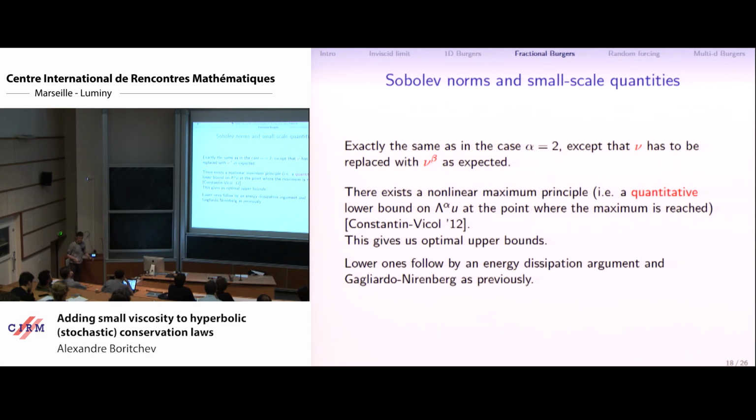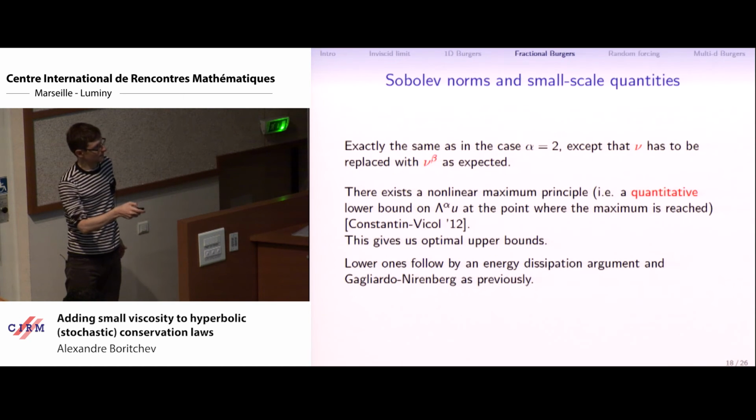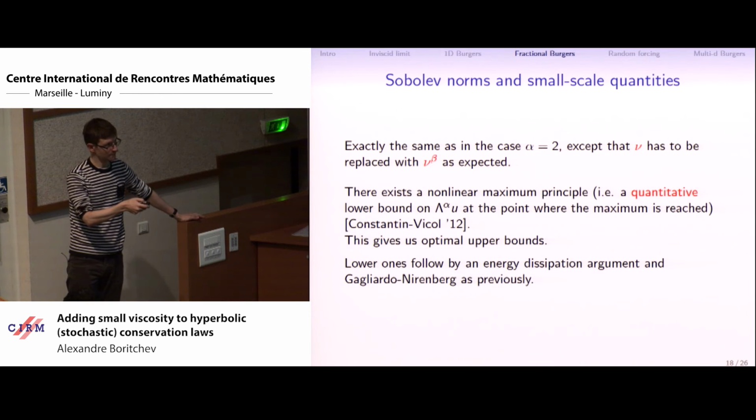And I will not rewrite the estimates because they are word for word the same as what I presented before. The only difference is exactly the expected one. The parameter nu needs to be replaced by nu to the power beta, which is the new characteristic width of the viscous layers. And actually, the proof uses a very nice result, which is a quantitative lower bound. So again, you have to do a little bit like we did in the proof of Oleinik's estimate. You consider a function, you see a point where it reaches its maximum, and now you have to have a bound on Lambda to the power alpha u.